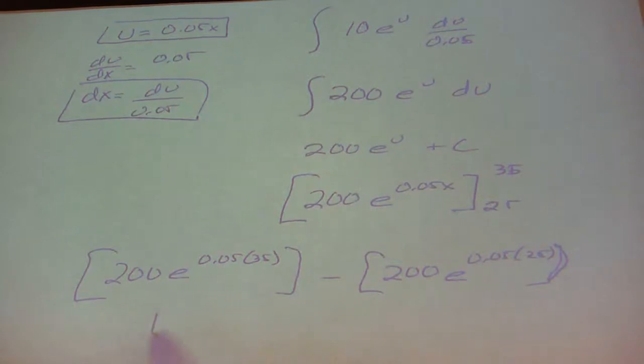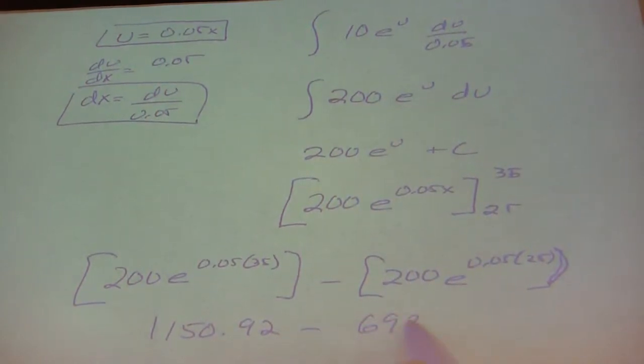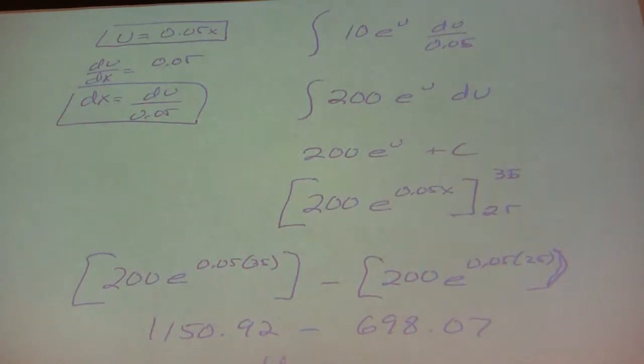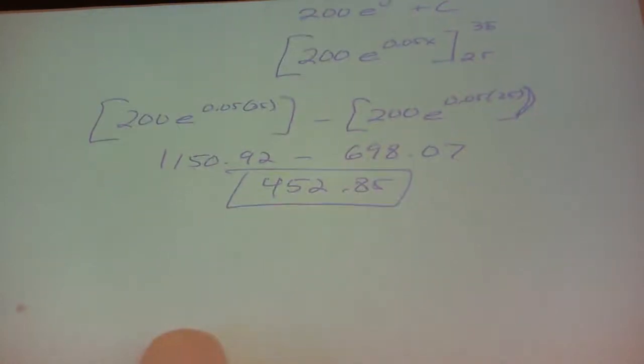The first one gives us 1150.92 minus the second one, which gives us 698.07. You subtract those, you get 452.85. Questions there? Everybody get the same thing? And the good news is, can I check it? Yep.